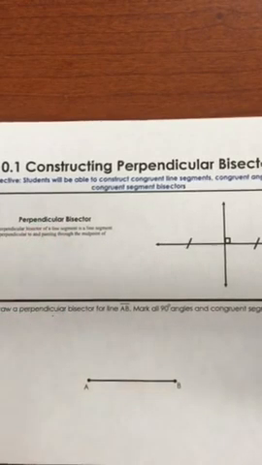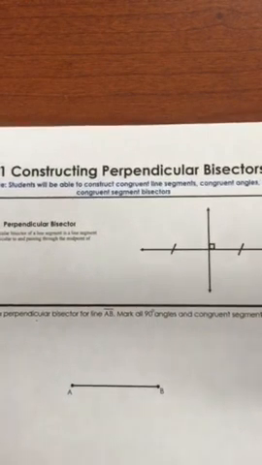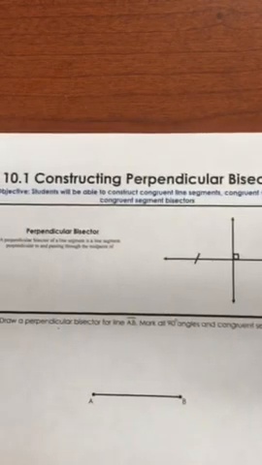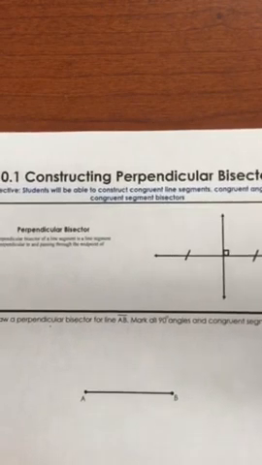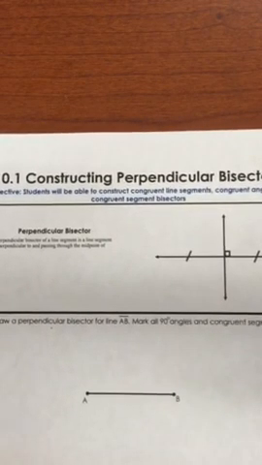All right, welcome to this lesson on constructing perpendicular bisectors. You're gonna need one of these, a compass, and one of these, a ruler. All right, so before we construct a perpendicular bisector, we should probably know what a perpendicular bisector is.